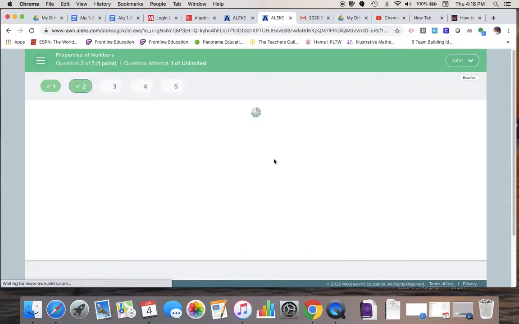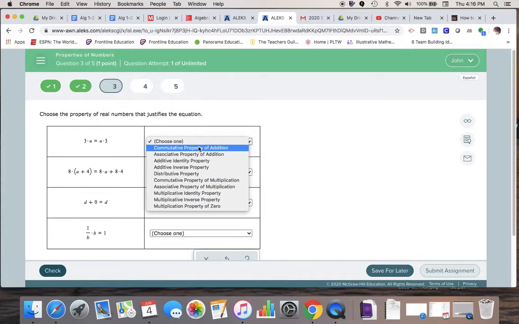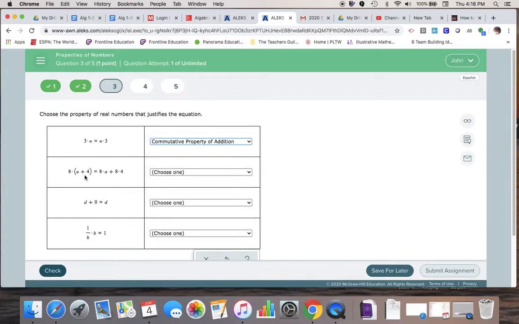All right, moving on. Let's see, what do we got here? Choose the property of real numbers that justifies the equation. So this is saying you're multiplying the same thing, but you change the order. Again, that's commutative, right? Commute, to move.